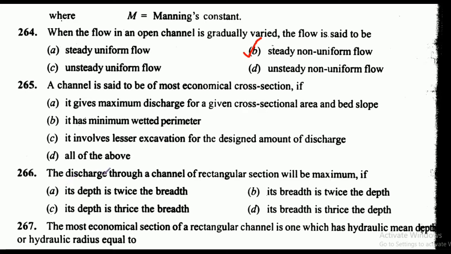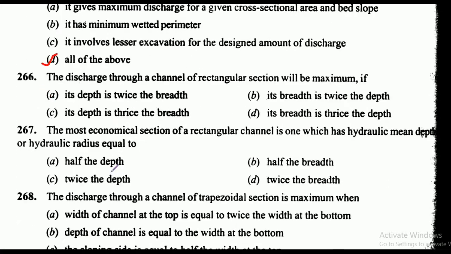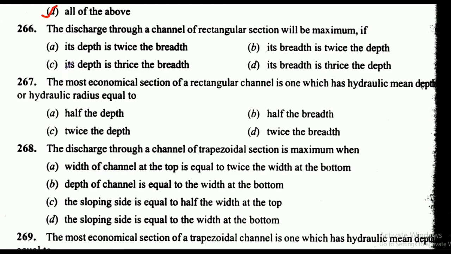Option D is all of the above. So here friends, correct answer is option D, that is all of the above. Next is the discharge through a channel of rectangular section will be maximum if. Here friends, these are the options, and here correct answer is option B, that is its breadth is twice the depth.